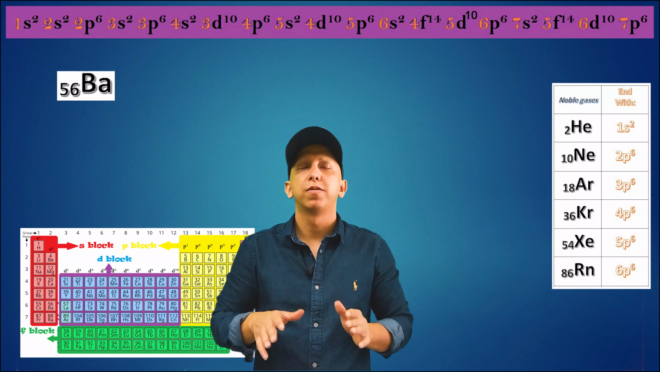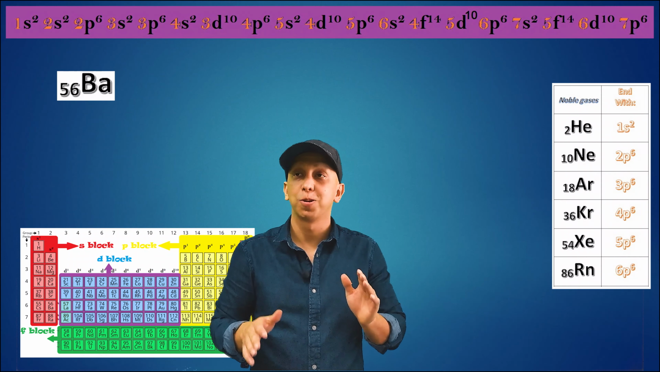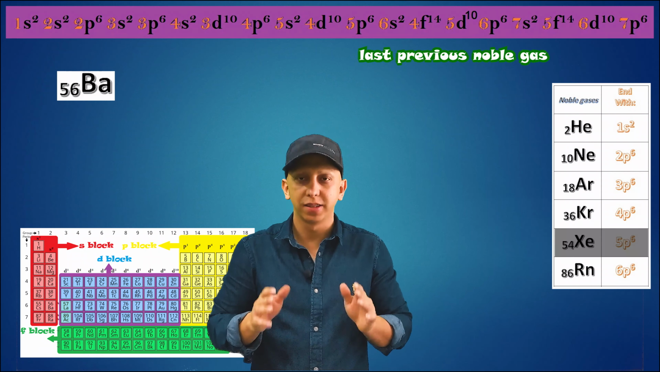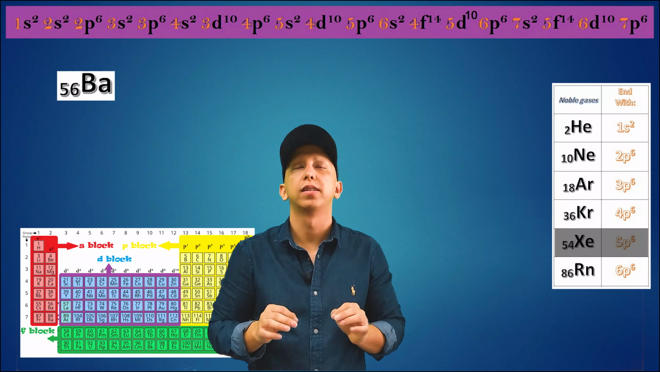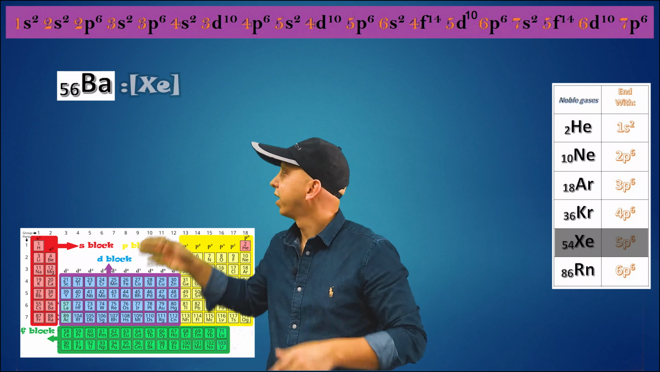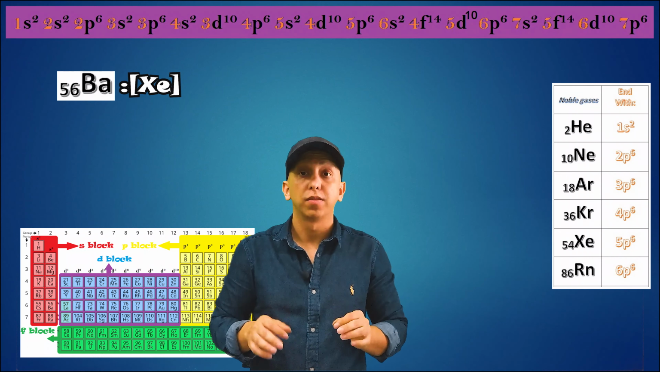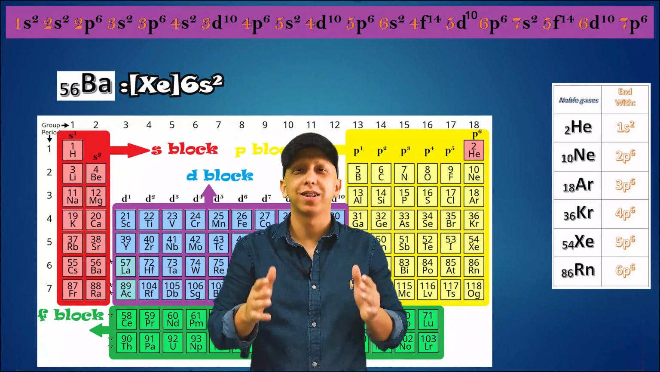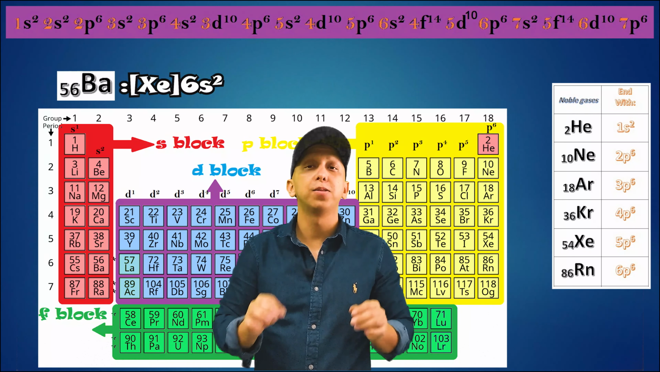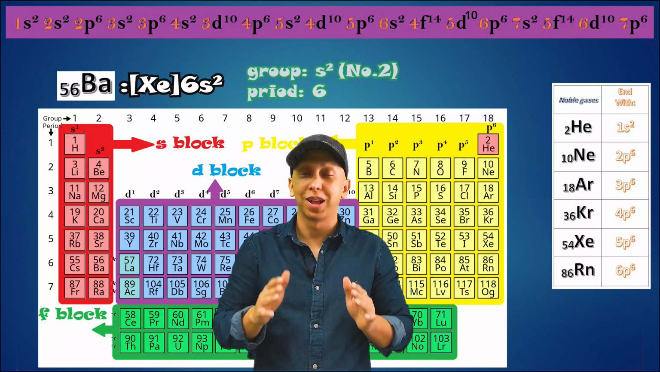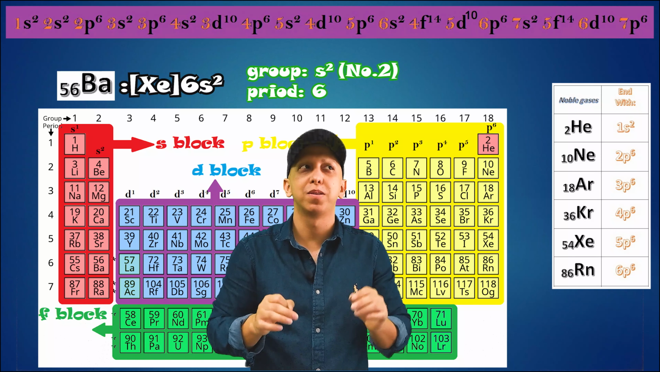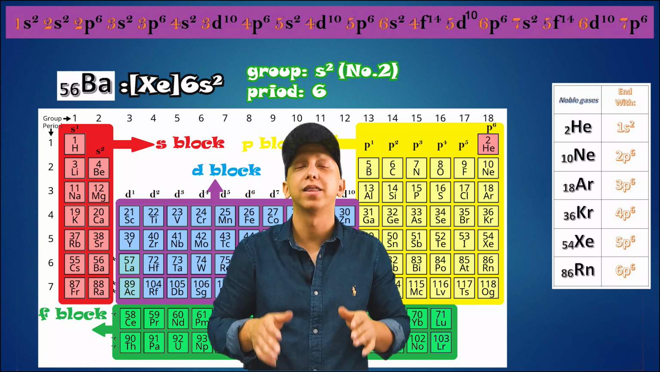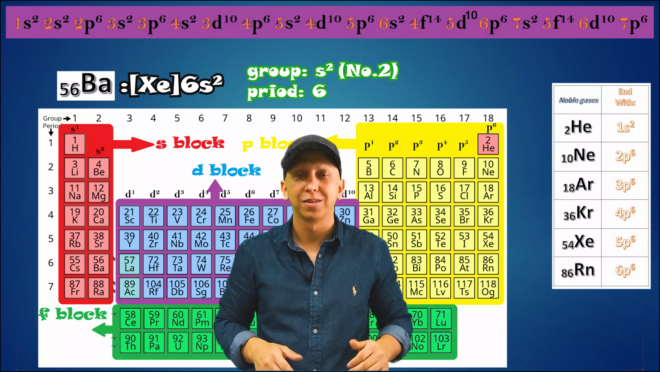Let's find out where the place of barium in the periodic table is. Barium's atomic number is 56, so the last previous noble gas before barium is xenon. Its atomic number is 54. So we write xenon, and after it you have to write 6s2. As it ends up with s2, it's in the S block, in the s2 group. And as the biggest number in its electron configuration is 6, it's in period number 6. It's done. Good luck.